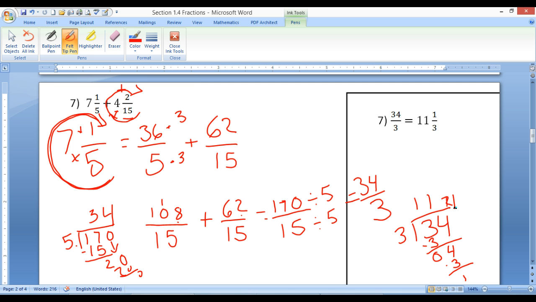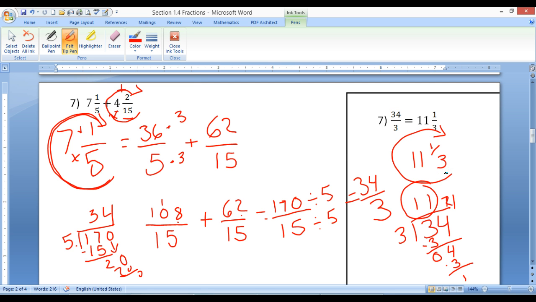So it goes in 11 whole times, with one remainder, so I put that over the denominator, and I'm left with 11 and 1/3. You can always check this by doing your clockwise circle.